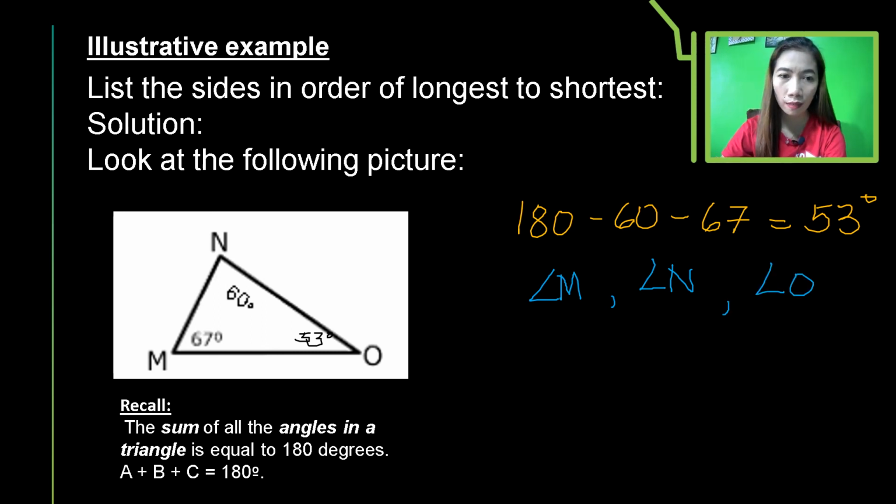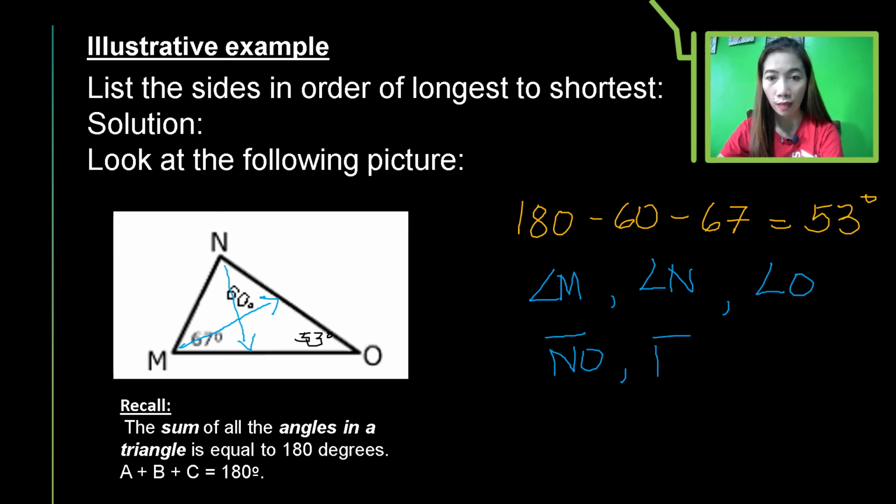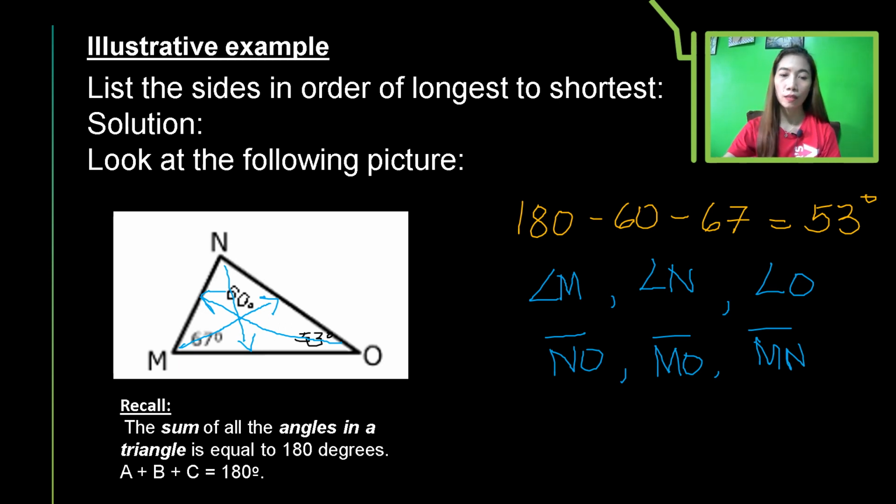So now let us identify the opposite side of each angle. Angle M's opposite is segment NO or side NO. And then for angle N, opposite side is segment MO. And lastly, for angle O, opposite side is side MN or segment MN. So, ganun kasimple. Once na determine nyo na yung pagkakasunod ng angle, madidetermine nyo na rin yung pagkakasunod ng sides. Okay? So, that's all.